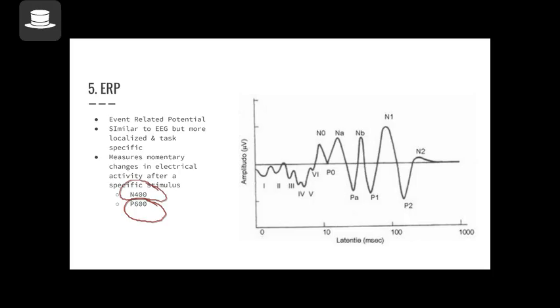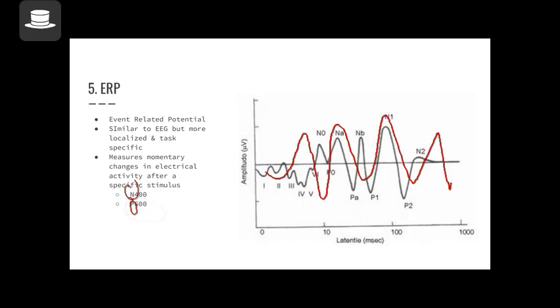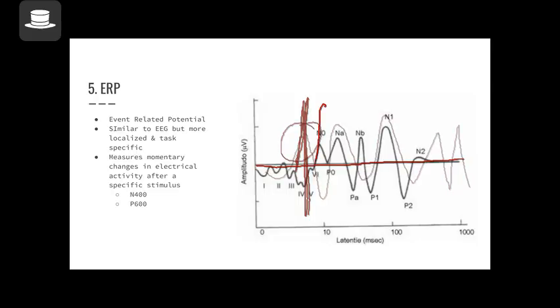N400, N here refers to negative. Remember, you're measuring the electrical activity in terms of waves, right? And basically, you're looking at the amplitude of the waves, the length of the waves, right? The amplitude of the waves. And this is the baseline. And if it is above, it's positive. If it's below, it's sorry, if this is negative, this is positive.